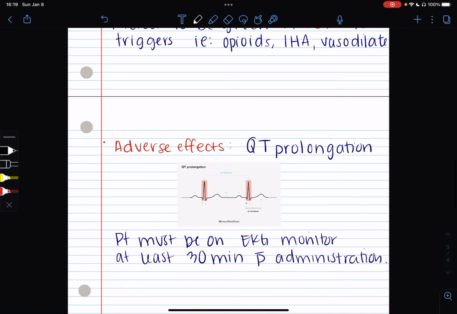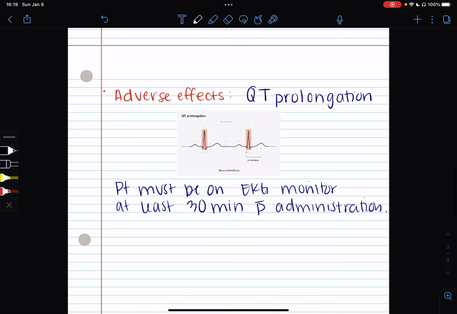Some adverse effects to keep in mind when giving Zofran is QT prolongation. If the patient has a history of QT prolongation or arrives to the PACU and you look at the EKG and the QT is prolonged, you probably should avoid Zofran. Any patient who receives Zofran should be on an EKG monitor at least 30 minutes after administration to monitor for the QT prolongation.